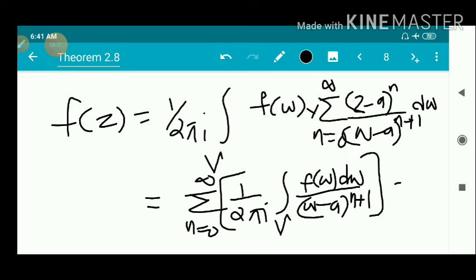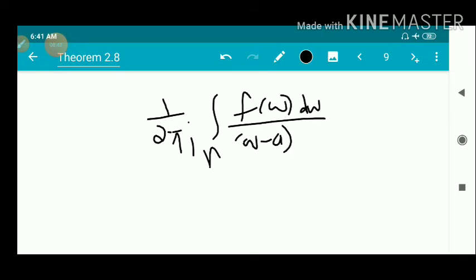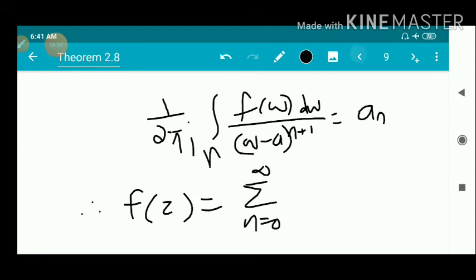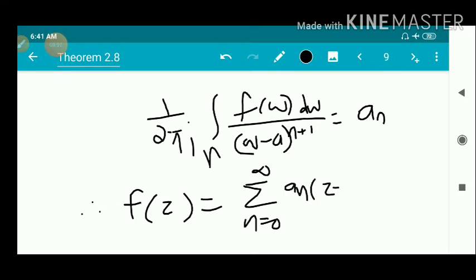we can write this term (z minus a) all raised to n outside the integral because the integration is with respect to w, therefore (z minus a) all raised to n is a constant. And this term, 1 by 2 pi i into integral over gamma f of w dw divided by (w minus a) all raised to n plus 1, we call it as an. Therefore f of z equal to sigma n equal to 0 to infinity, this is an into (z minus a) all raised to n.